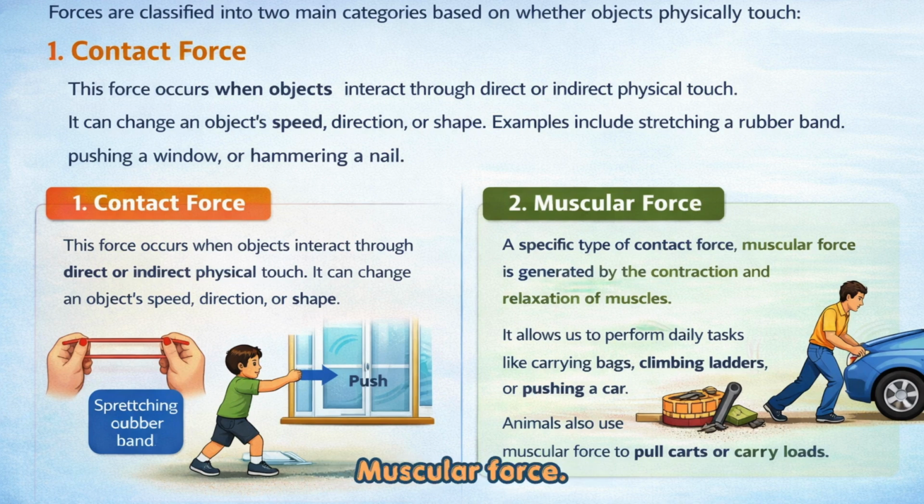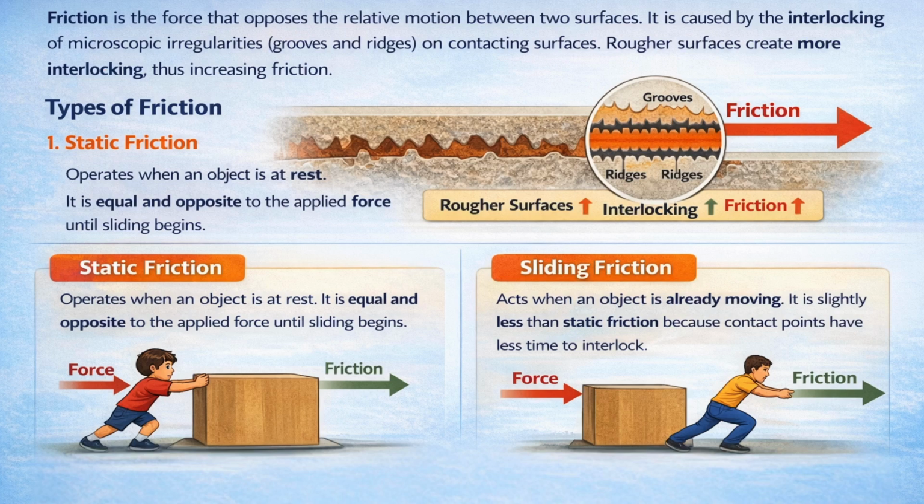Muscular force. A specific type of contact force, muscular force, is generated by the contraction and relaxation of muscles. It allows us to perform daily tasks like carrying bags, climbing ladders, or pushing a car. Animals also use muscular force to pull carts or carry loads.